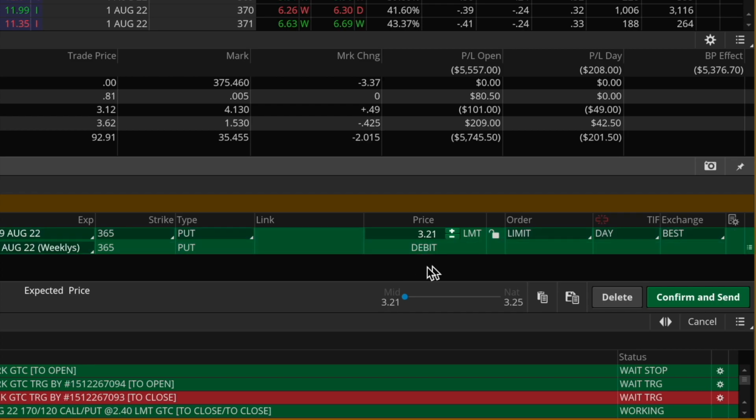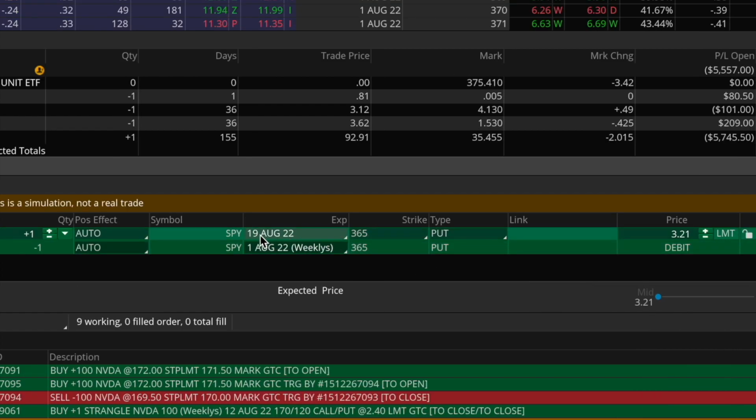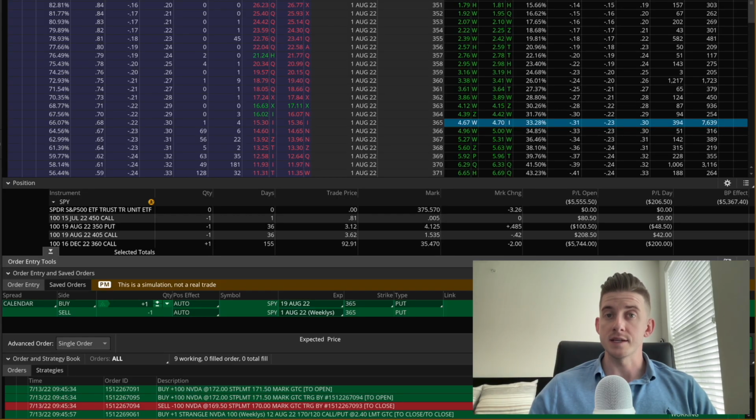And that's because the option we're buying here, the one in a further expiration cycle, this option is always going to be more expensive than the nearer term option, right? And that's just because options with more time baked in are always going to have higher prices. And so this right here is the basic setup for a put-based calendar spread.